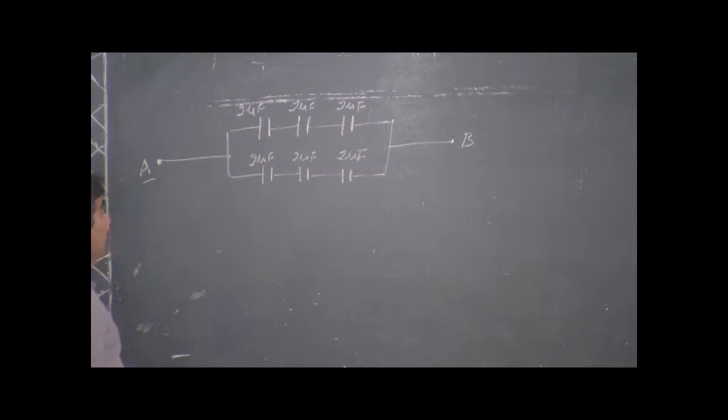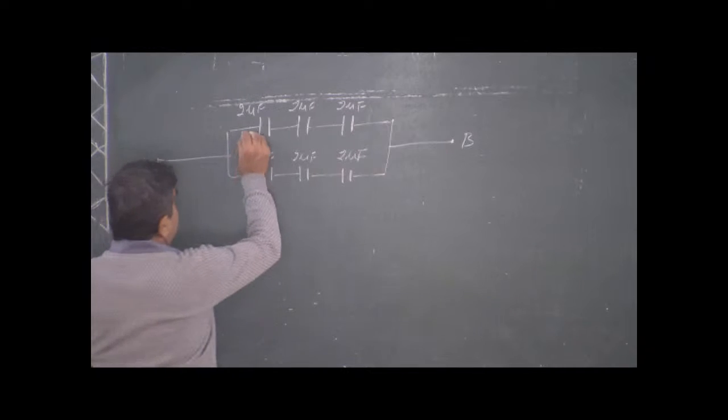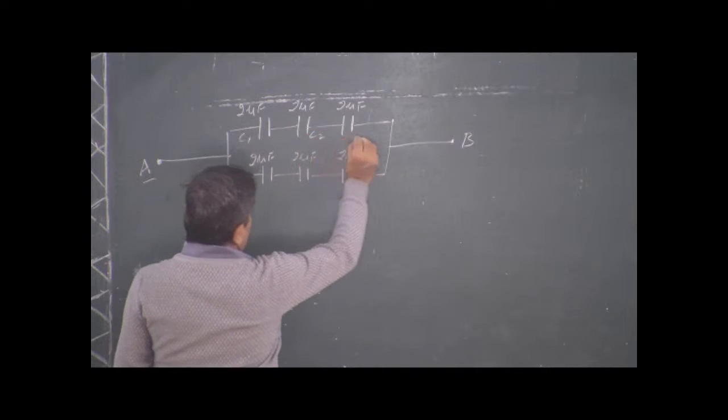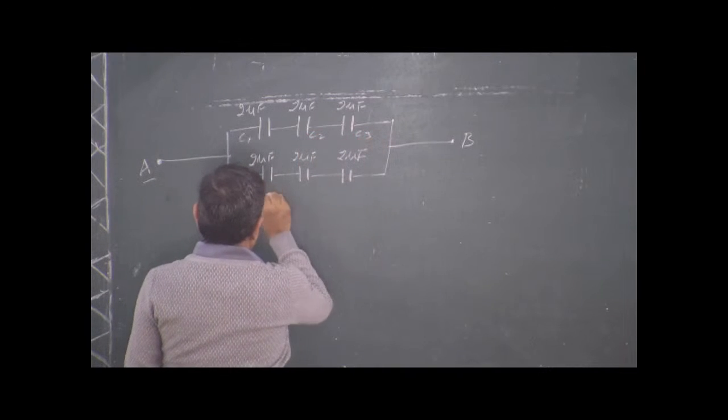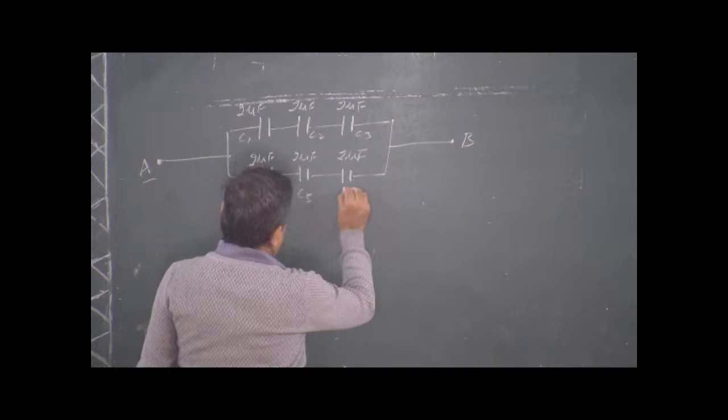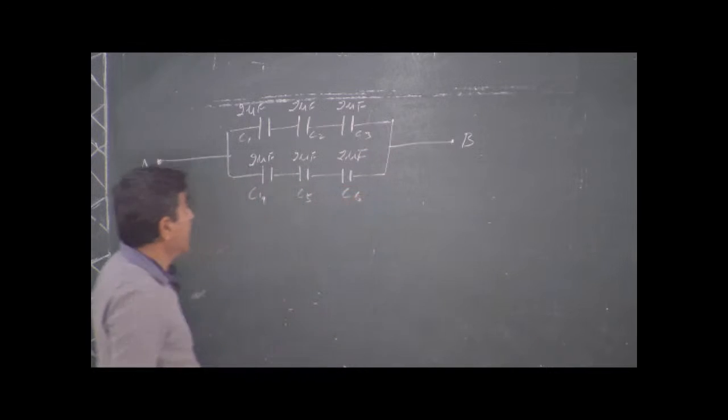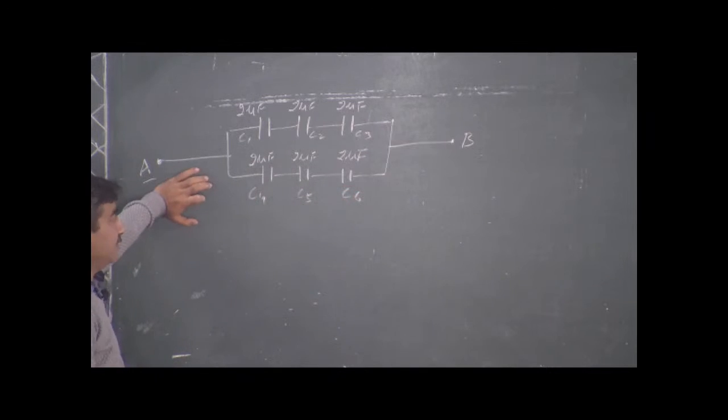ओके, तो इस कैपेसिटी को निकालने के लिए सबसे पहले क्या करते हैं हम, we mark the capacitors as, suppose this is C1, this is C2, this is C3, this is C4, this is C5 and this is C6. तो टोटल कैपेसिटर हमारे कितने हो गए, 6.